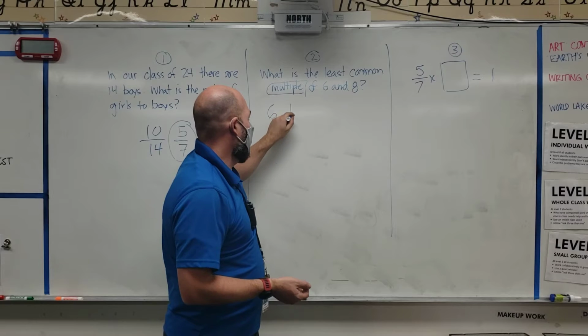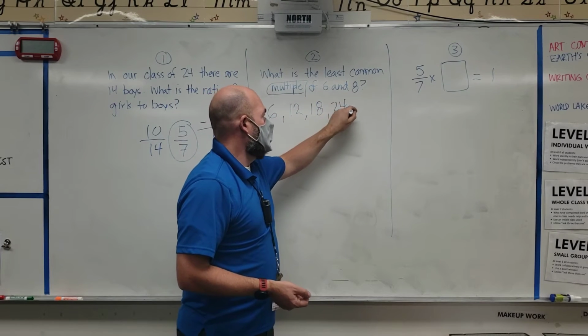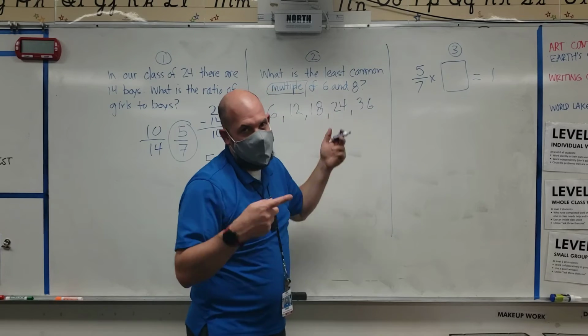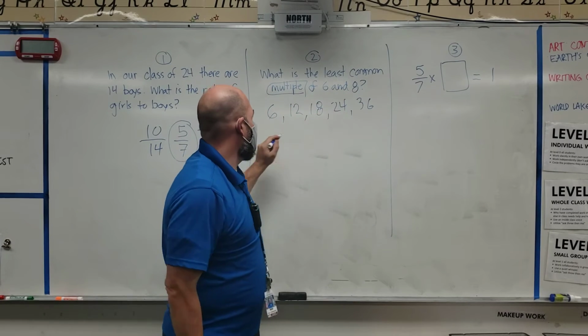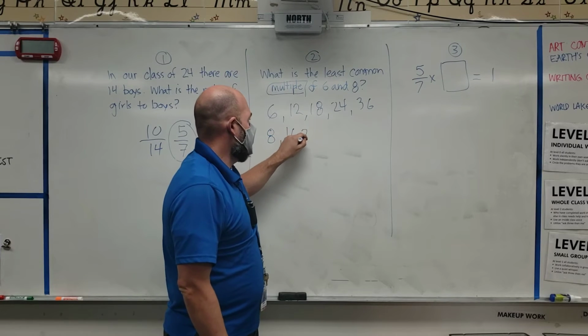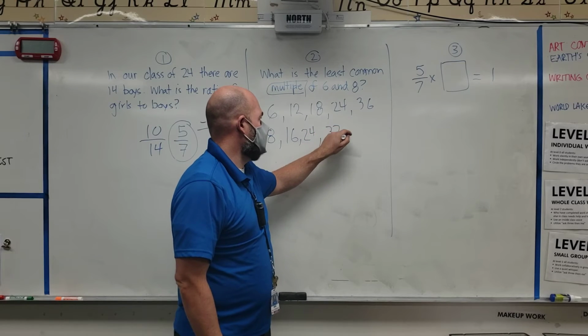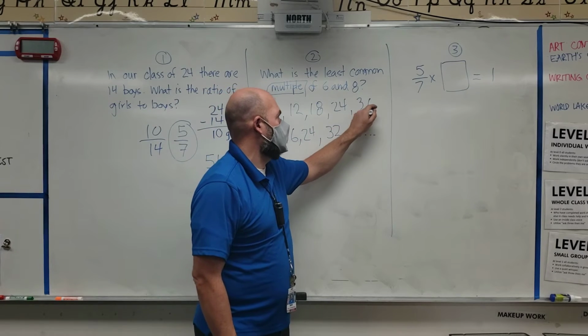So 6, 12, 18, 24, 36, and then we could keep going. And then with 8, it's 8 times 1 is 8, 8 times 2 is 16, 8 times 3 is 24, 8 times 4 is 32, 8 times 5 is 40, and then again we could just keep going.